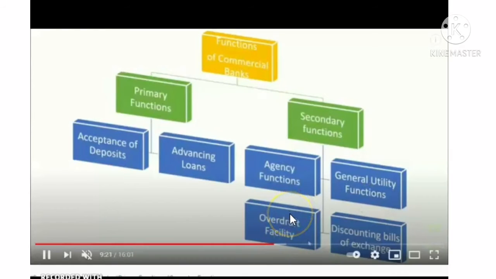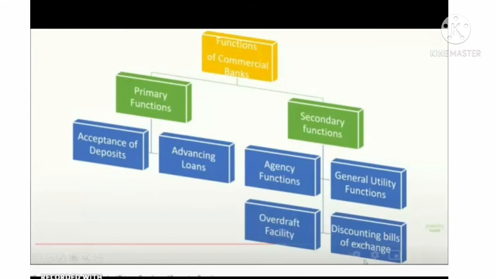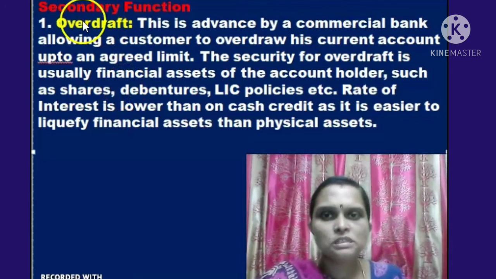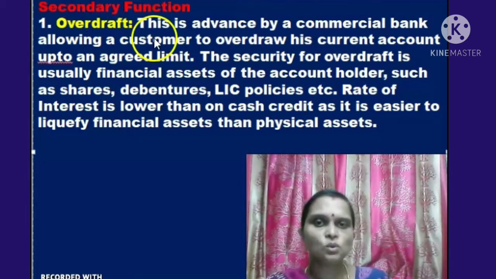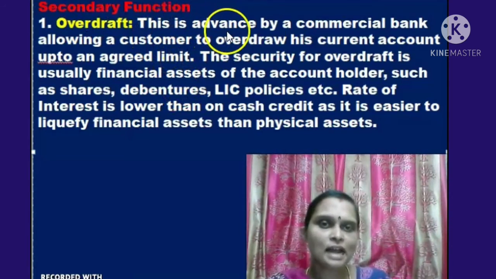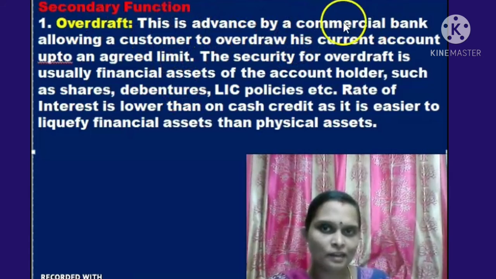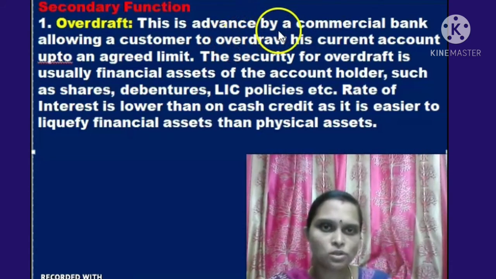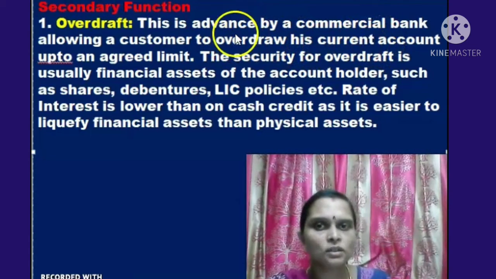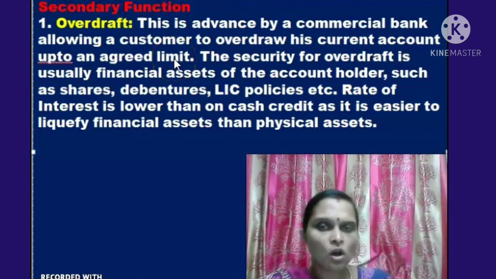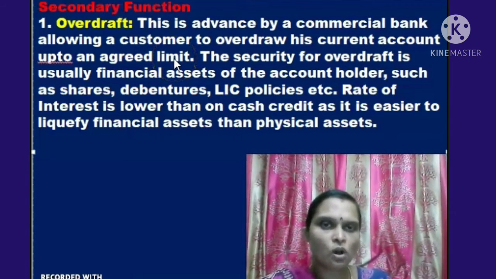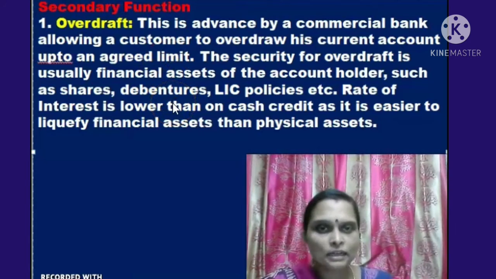So again, we will be seeing the functions. Next we will be seeing secondary functions. The first secondary function is overdraft. This is advanced by a commercial bank, allowing a customer to overdraw his current account up to an agreed limit. So he can overdraw, or excessively withdraw, a certain amount of currency.